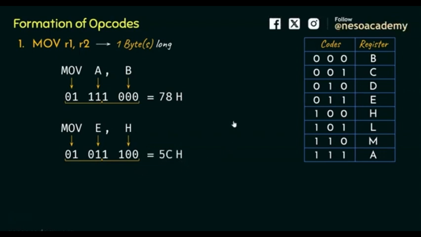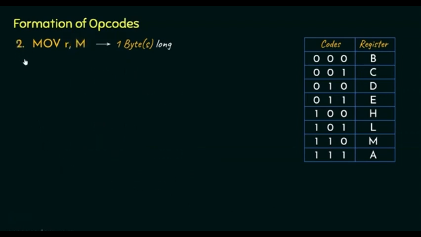So I hope you understood by now that with the help of the register codes, we can easily form the opcodes of specific instructions. And this is the reason why I have been telling you we don't need to memorize the opcodes for the specific instructions. If we know the codes for the mnemonics, with the help of the register codes, the opcodes can be formed easily, right? Let's now check out the next type, that is MOV R, M.